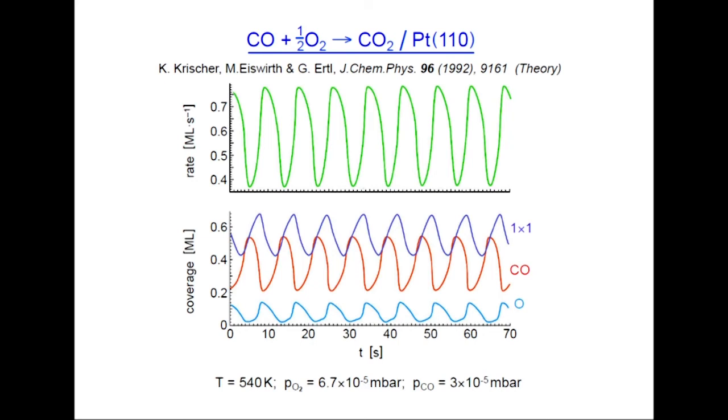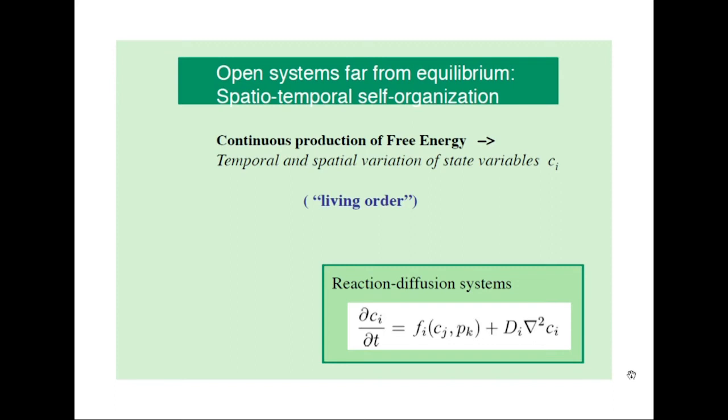This is not the whole story, because if we have a macroscopic system like a catalyst surface interacting with CO and oxygen, or a population of hares and lynxes in a large area, there must be some kind of coupling between different regions in order to synchronize the overall behavior. And this gives rise to what is called spatio-temporal self-organization. These are open systems far from equilibrium, and there we have a continuous production of free energy, an inflow of free energy, and this causes temporal as well as spatial variation of the state variables. This is living order. And the equations describing these effects are of the type reaction and diffusion, like in Turing's paper.